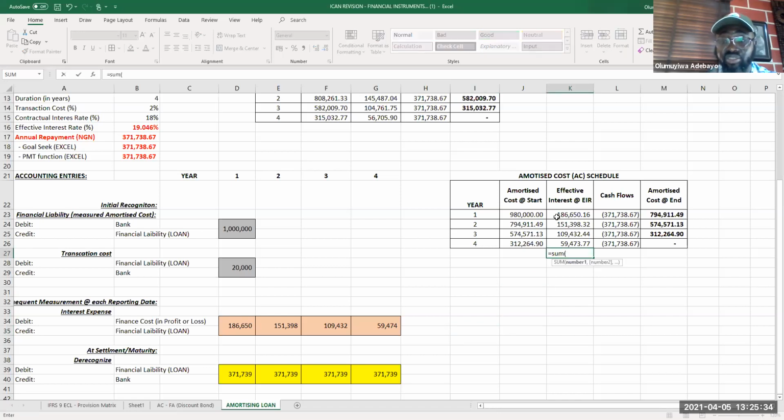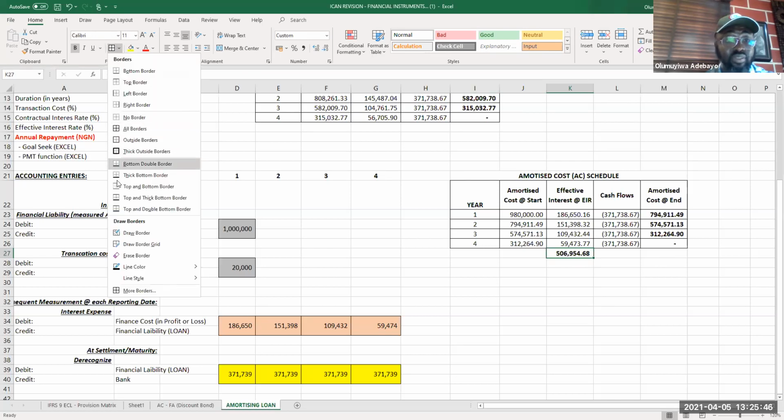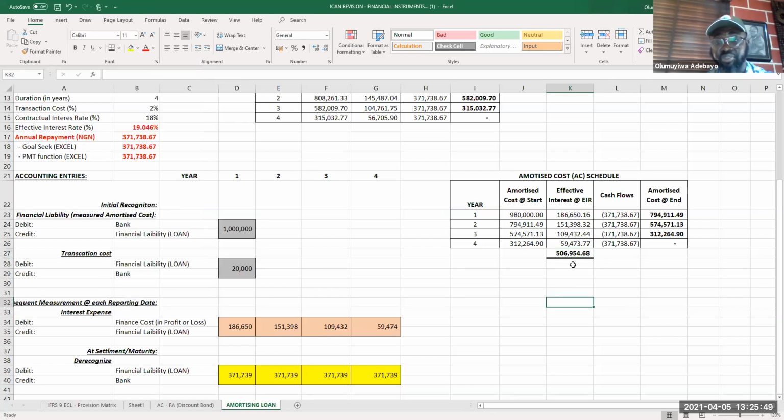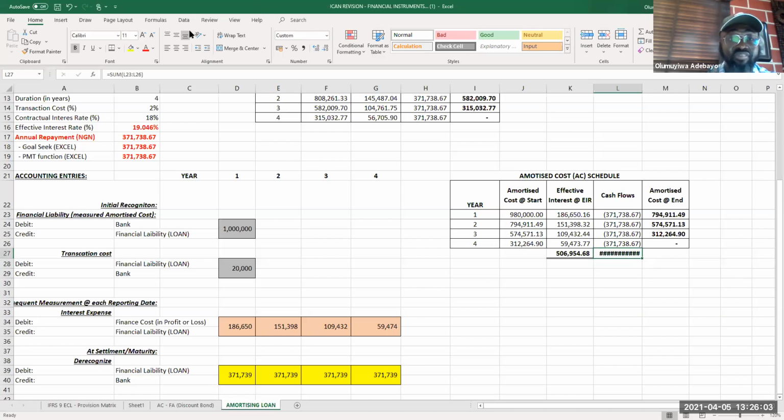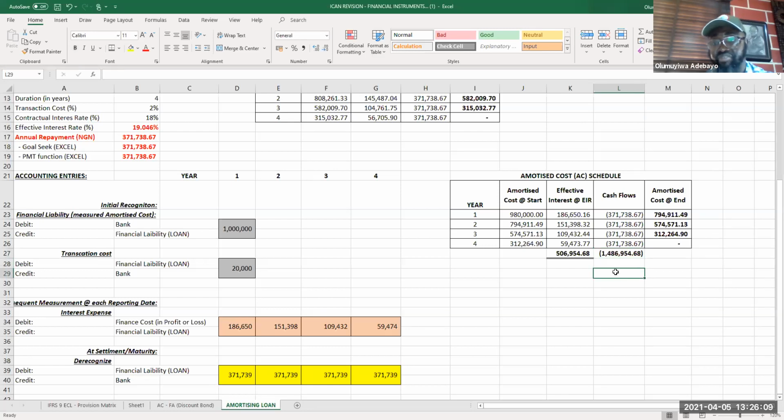How much is the total interest you have accrued for in the whole 4 years? You have accrued for how much? You have accrued for 506,954.68. But how much payment have you made so far? You made payment of how much so far? You made payment of 1,486,954.68 million. But let us net it off with borrowing.